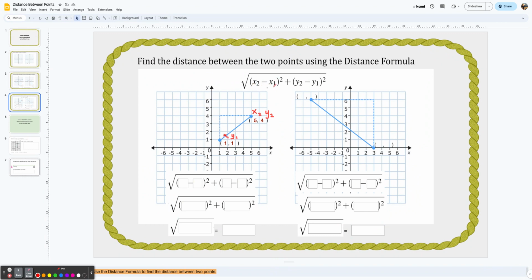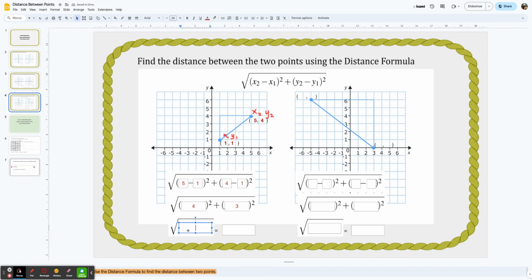So we're going to subtract our x coordinates now. So that's going to be 5 minus 1. That difference is going to be squared. Now we'll subtract our y coordinates, 4 minus 1, and that's going to be squared. 5 minus 1 is 4. 4 minus 1 is 3. 4 squared is 16. 3 squared is 9. 16 plus 9 is 25, and the square root of 25 is 5.